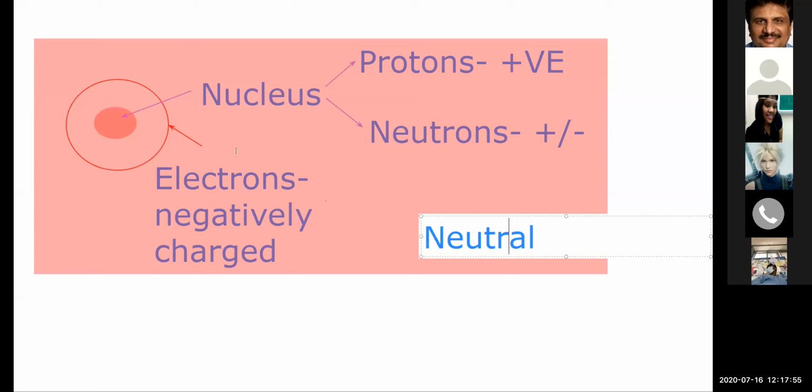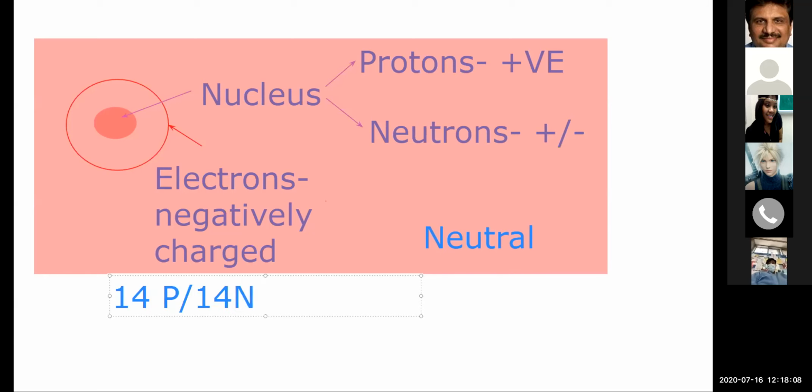Now let me give you an example. Let's say there is an atom which has 14 protons, 14 neutrons, and 14 electrons, balanced. Protons are positively charged, electrons are negatively charged, so positive and negative balance each other. So 14, 14, an atom is neutral. The charges are balancing each other.